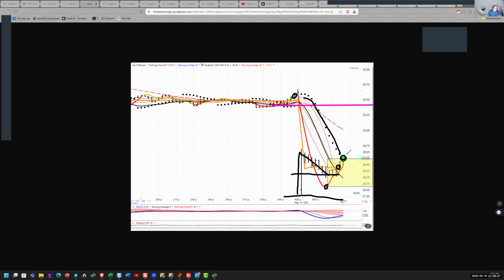And so I'm willing to get long here, looking to close the gap. And I'm using the bottom of the RL10 as my risk. And so that gives us about a 40-cent risk. And I'm looking at about an 80-cent gain. So that represents a 2-to-1 return as a trade frame just to close the gap to yesterday. So that's how we make that trade frame.